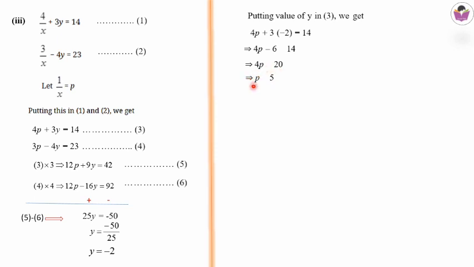We have got the value of p, but we don't have p in our question. In our question the variable is x. Substitute it again. That is 1 by x is p, our assumption. Just substitute it. 1 by x is equal to 5. Take the reciprocals. That is x is equal to 1 by 5. That is our answer. And we have already got the value of y, minus 2. So the final answer is x is equal to 1 by 5 and y is equal to minus 2. Hope it is clear.